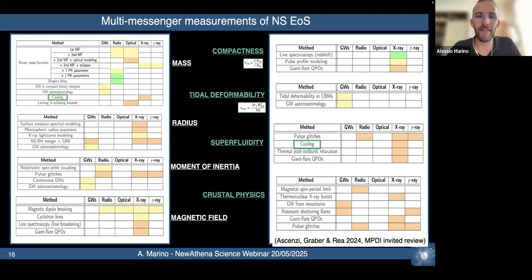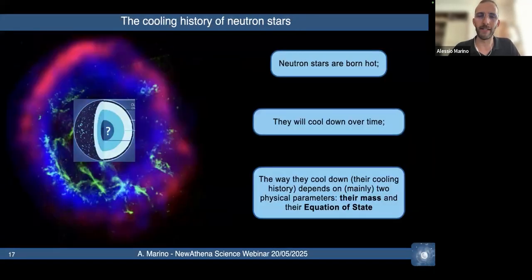Now, what is the meaning of cooling? All neutron stars are born hot, but then they will cool down over time. This is, let's say, the basic statement. But the thing is that the way they cool down depends critically on their mass and their equation of state, their chemical composition. Let's see a little bit how.